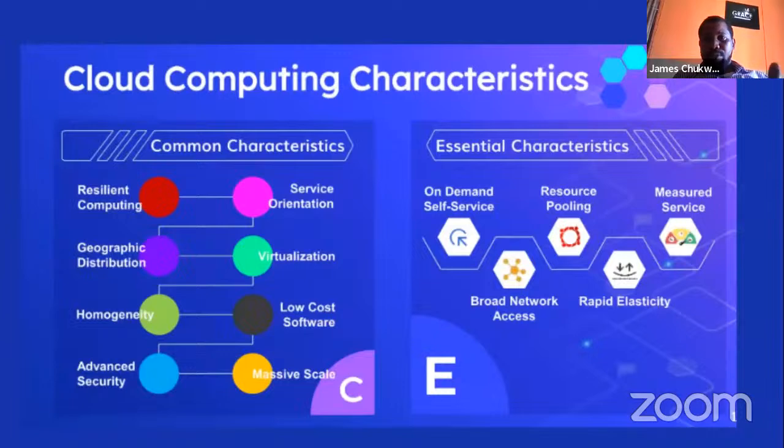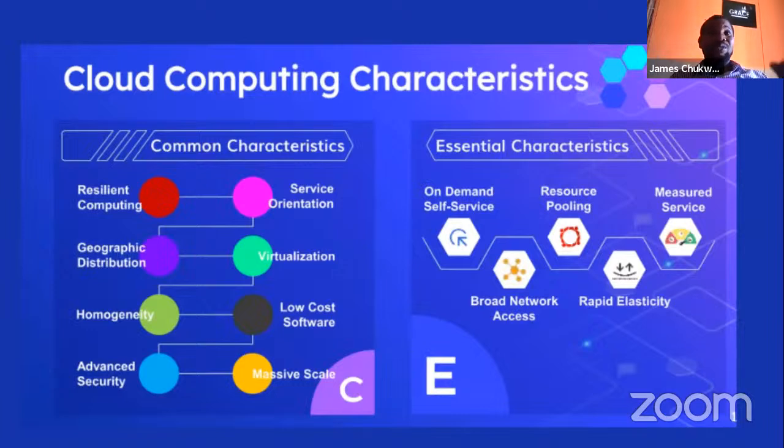Now, in the course of my explanation, I believe I've been able to speak on a few things from this. Then essential characteristics: on-demand self-service, resource pooling, rapid elasticity, broad network access. These organizations have broad network access. They've got data centers in a whole lot of regions, not just in a few zones.